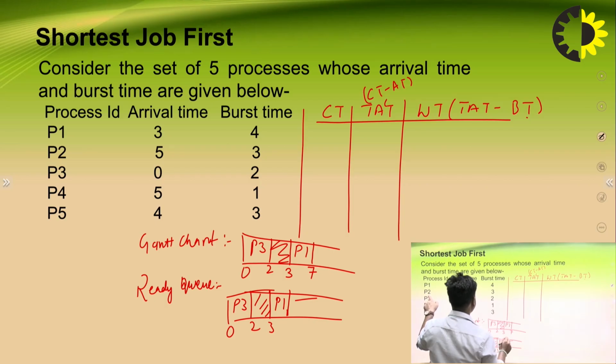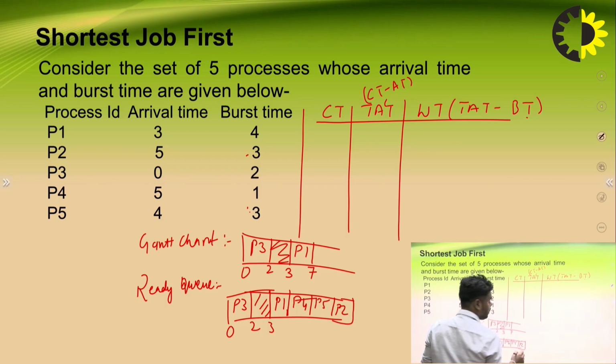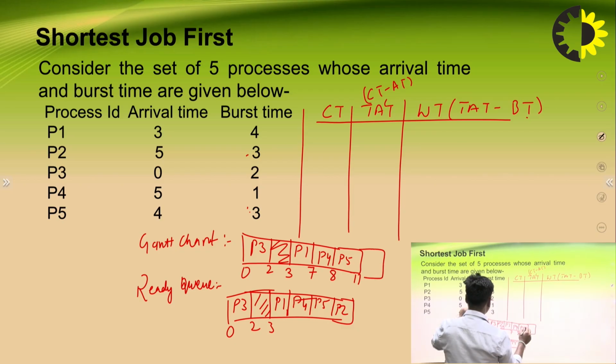I am taking the non-preemptive. Okay, after that, whose burst time is 1, P4, and P5, these two match, so we will take the first arrival time, so P4, then P5, then P2. Okay, this would be the work of the ready queue. So after P1 at 7, P4 will execute one time to 8, then after P4, P5 will execute 3 to 11, and after P5, then P2 for 3.